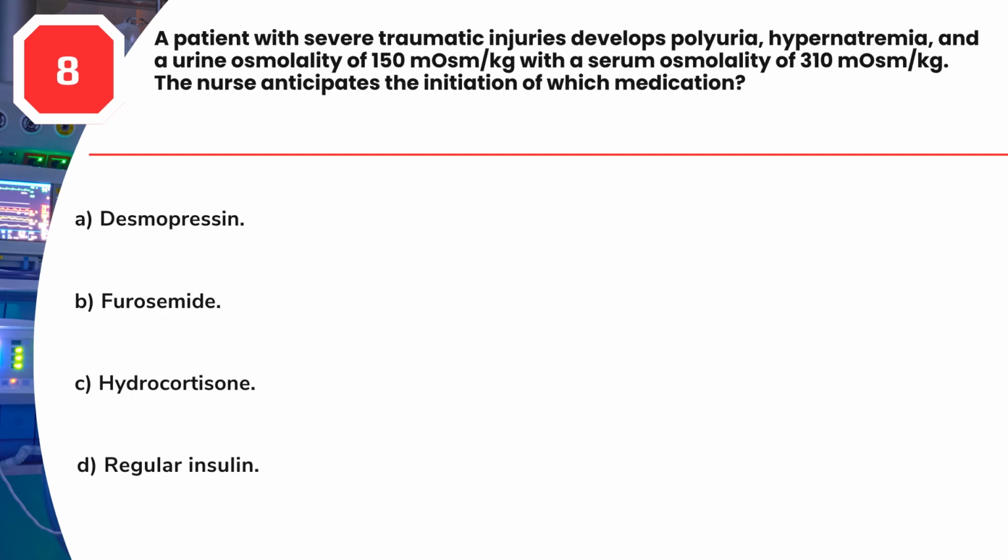Question 8. A patient with severe traumatic injuries develops polyuria, hypernatremia, and a urine osmolality of 150 mOsm/kg with a serum osmolality of 310 mOsm/kg. The nurse anticipates the initiation of which medication? A. Desmopressin. B. Furosemide. C. Hydrocortisone. D. Regular insulin.